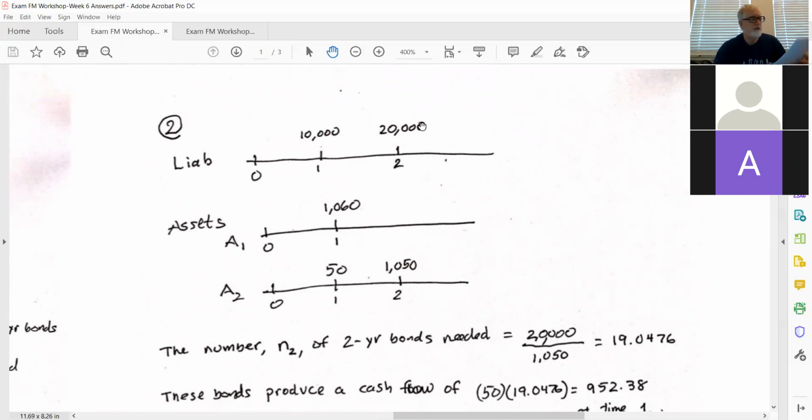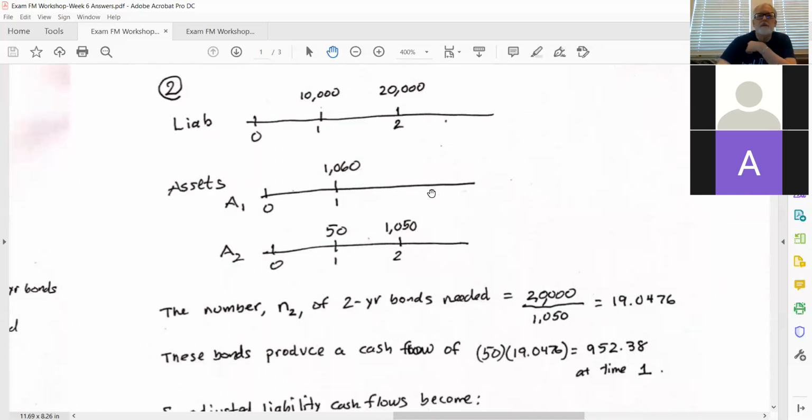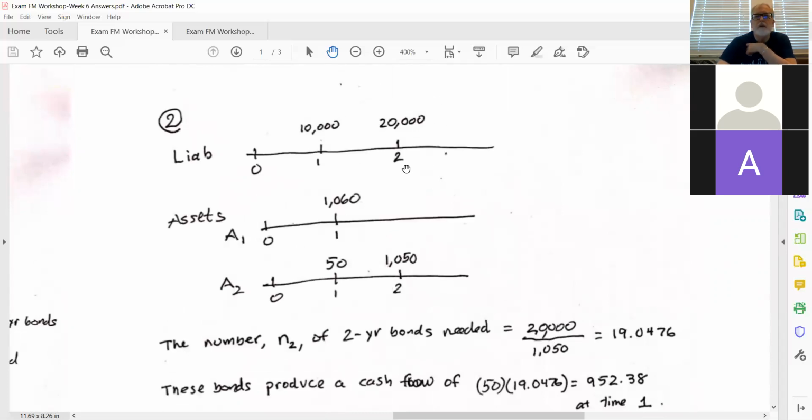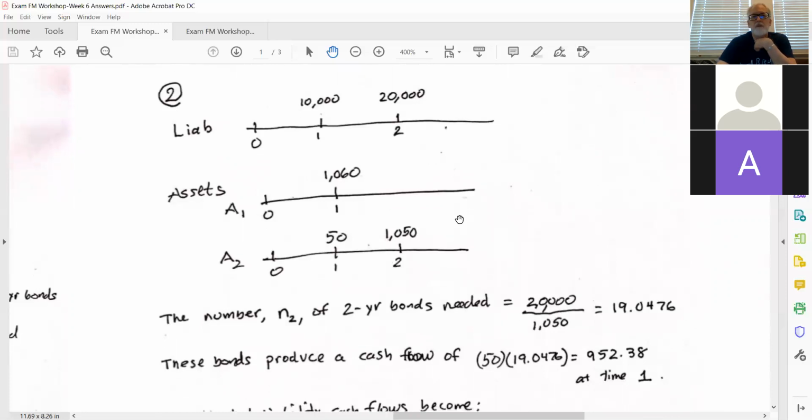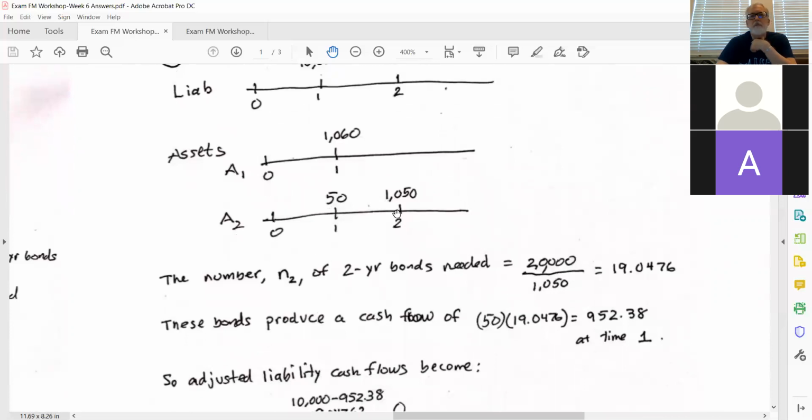And the company has 2 assets again. One is a 2-year bond with a 5% annual coupon, and one is a 1-year bond with 6% annual coupon. So it's very much like the previous question. The only difference is the amount of cash flow at time 2 and the amount of cash flows that each of the assets generates. So doing the exact same thing, you start at time 2, so 20,000 divided by the 1050.